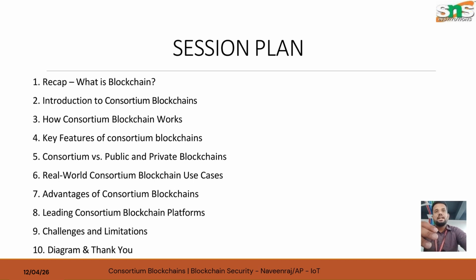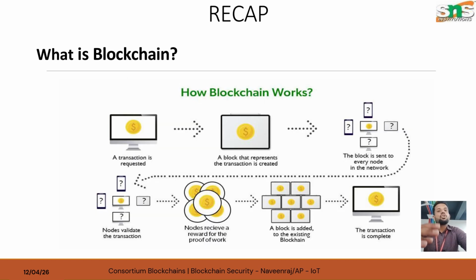It combines decentralization like public blockchain, control and privacy like private blockchains. Hence, it is often called a hybrid blockchain model. This Consortium blockchain is also called a hybrid blockchain model.